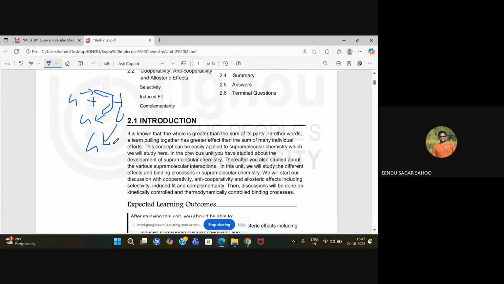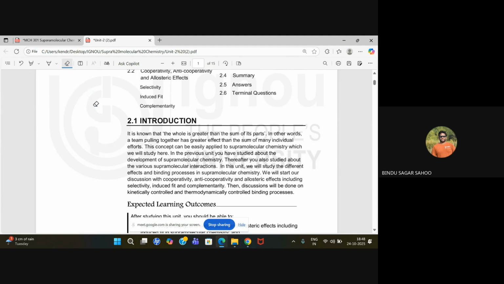But actually, when three guest molecules interact with the host molecule at a time, it will not be just the sum of the three individual interaction energies. It will be larger than that. That means experimentally, if you calculate the overall guest-host interaction, it will be more than 15 kilojoules, something like 20 or 25. This concept is called the cooperative effect.